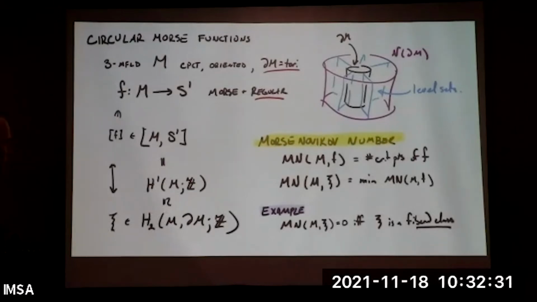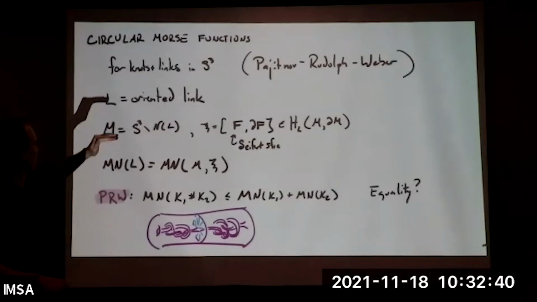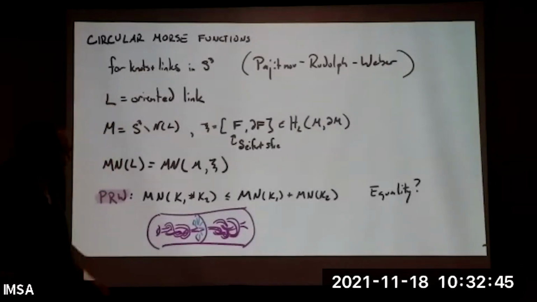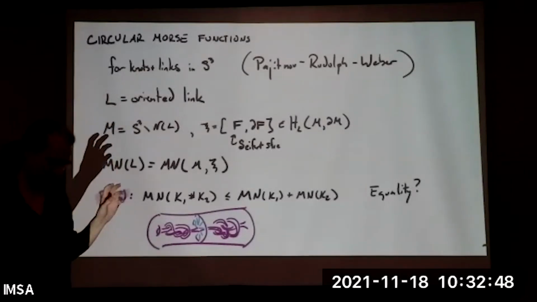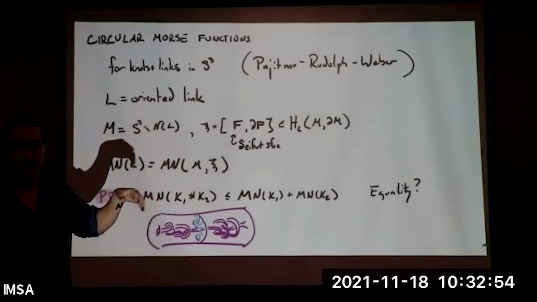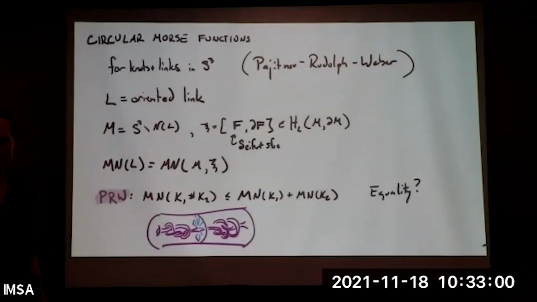So I want to point out that we can talk about Morse-Novikov numbers for links, and Pajitnov, Rudolph, and Weber seem to be the first ones who really identified that there's something to do here in terms of three-manifolds and knots and links. They had this paper from the late 90s, where they did a lot of the basic groundwork and looked at the homology, certain bounds, and basic information about all this.